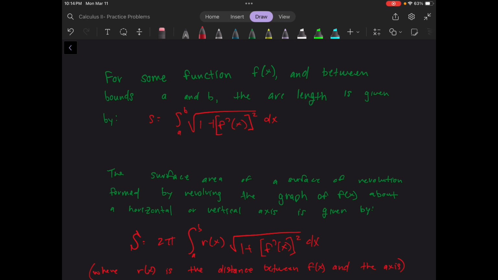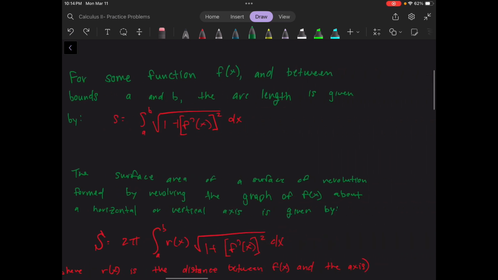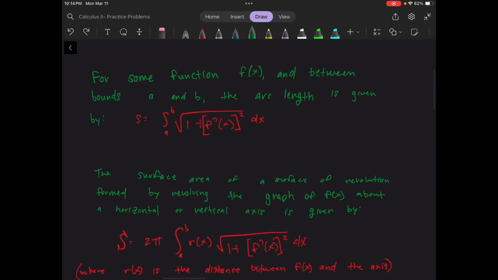So the formula is this: s equals the integral from a to b of the square root of 1 plus the function's derivative squared, right? That's all under a square root. So for some function f of x between bounds a and b, its arc length is given by that.